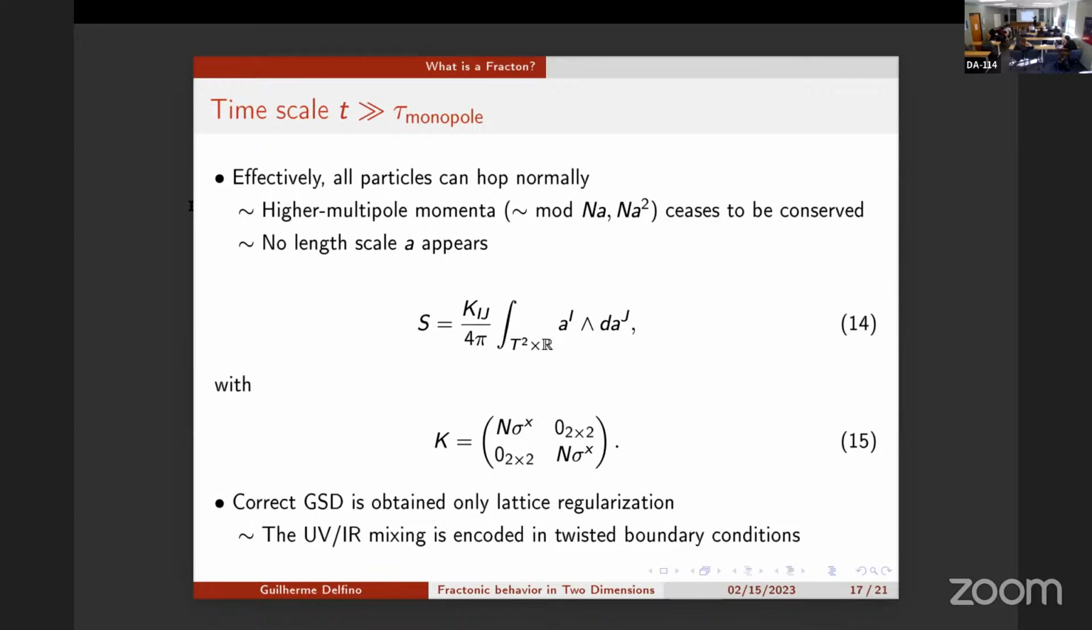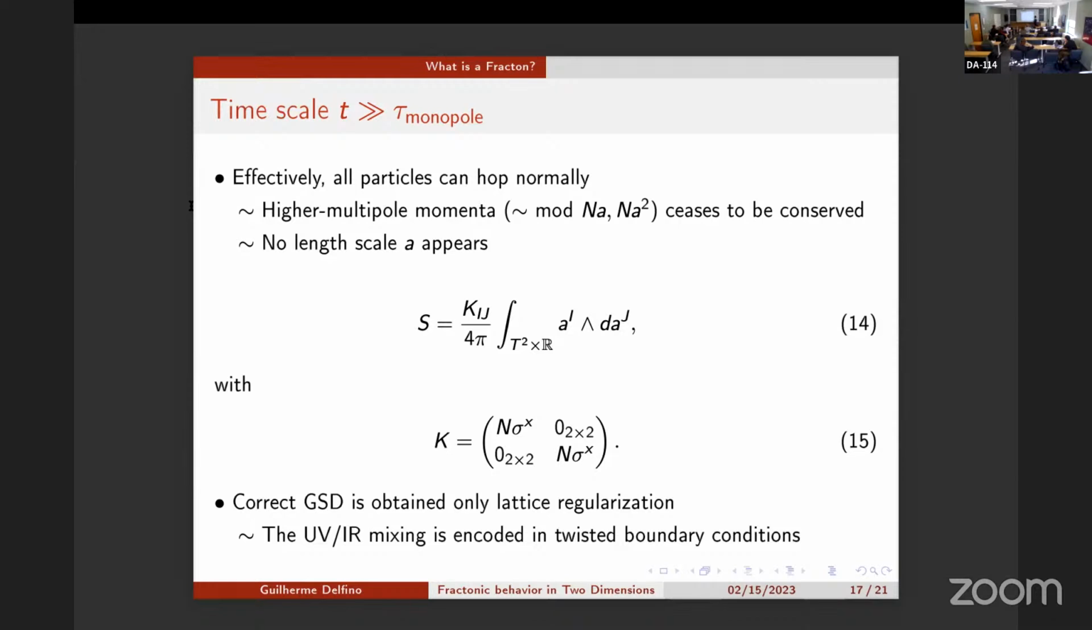Lastly, I want to tell you a little bit about what happens when you're doing your experiment in times that are too large in comparison to tau monopole. So let's say that this tau monopole is just some microseconds, and you're doing your experiment in hours. So effectively now, all the particles can move. This n times a, which is the size of the step that the particles can move, is effectively zero. Everyone can hop all around. And even the higher multipole moments are not conserved anymore because they were conserved only mod na, and mod na squared in the case of the quadrupole. And effectively now in this continuum limit, this is zero. So now this is just given by the effective field description. It's just a topological field theory, just the usual Chern-Simons K matrix description.